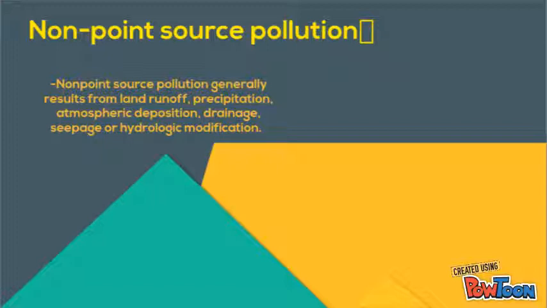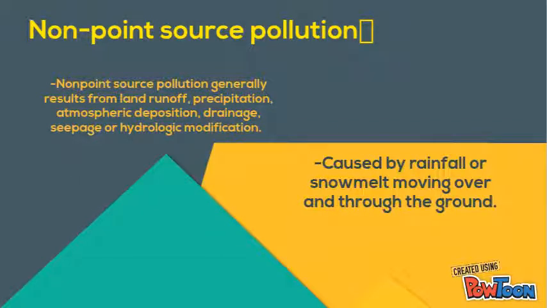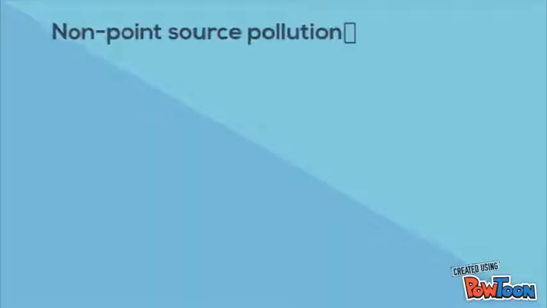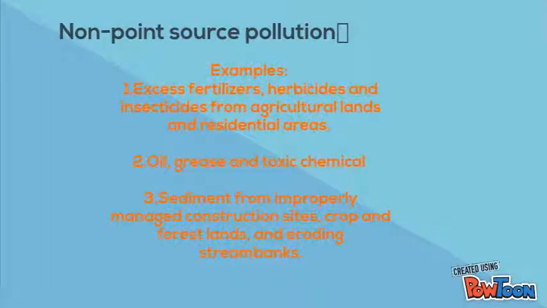Non-point source pollution generally results from land runoff, precipitation, atmospheric deposition, drainage, seepage, or hydrologic modification. It is caused by rainfall or snowmelt moving over and through the ground. For example, first, excess fertilizer, herbicide, and insecticide from agricultural land and residential areas. Second, oil, grease, and toxic chemicals. And third, sediment from improperly managed construction sites, crop and forest land, and eroding stream banks.